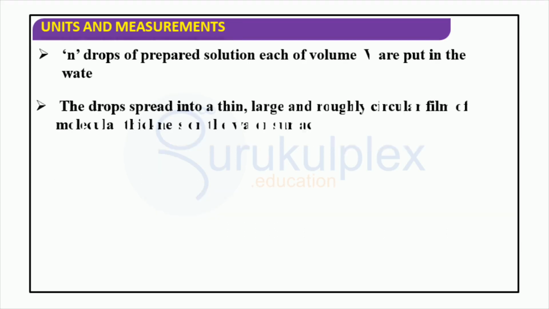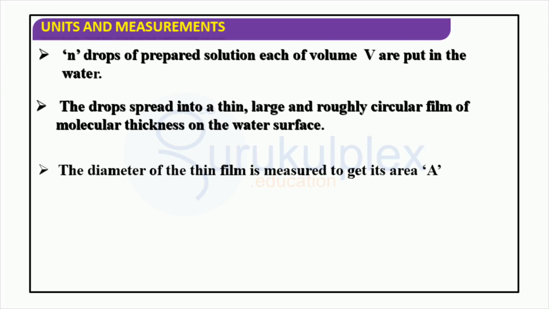In scientific experiments, it is important to have an accurate understanding and measurement of units. For example, in this experiment, we have n drops of a solution with a volume of V being added to water, forming a thin, large, and circular film of molecular thickness on the surface. By measuring the diameter of this film, we can calculate its area. It is essential for each unit of measure to be precise, as even a slight error could result in an incorrect outcome.